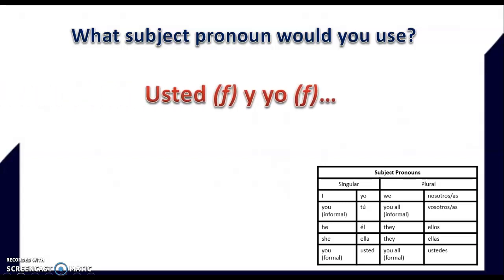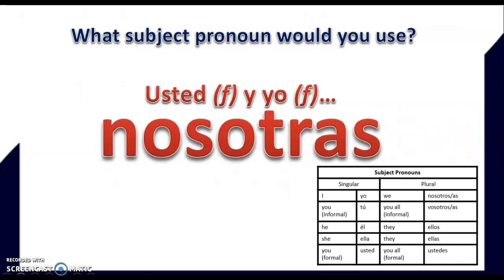What subject pronoun would you use for usted, y yo? That's you, formal, and I, and both of these are females. Since I'm part of the group, it's we, but it's a group of all females, so it has to be nosotras.